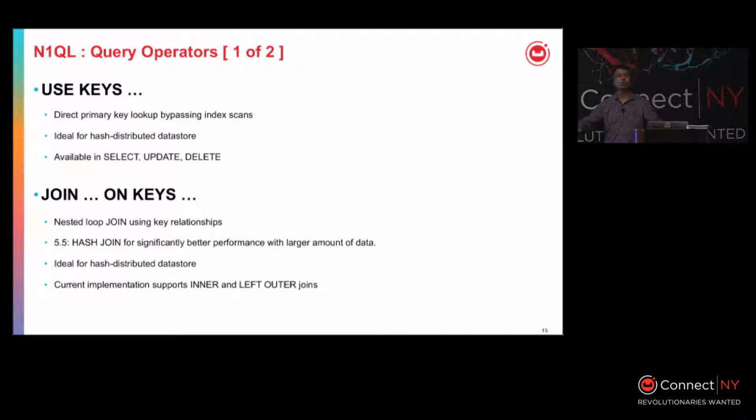Our underlying data store is a distributed data store partitioned via hash keys. So we have extended the language to include the use keys. Whenever you know the document key, you can directly get to it from N1QL. Join on key, I talked about the inner, left outer, and right outer joins. In terms of the implementation, we also implemented the hash joins to improve the performance when you have a large number of documents involved.